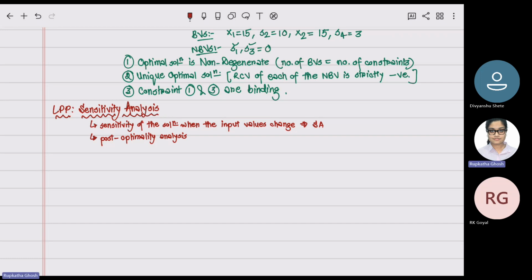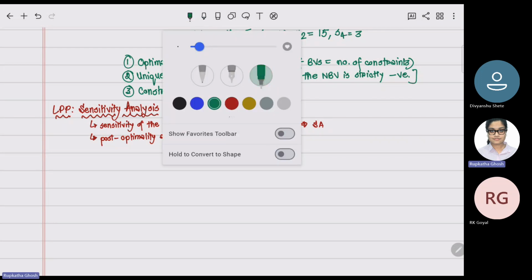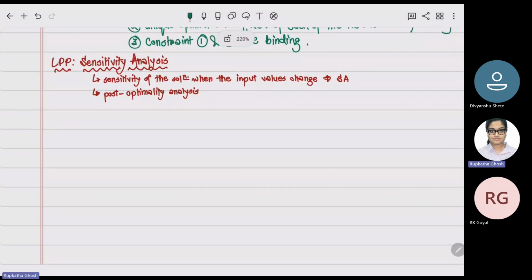Now, in this week, I don't know if I can cover this. Sensitivity analysis is a very broad topic, so you can always go back and see from the book. But in this week, we will try to investigate the sensitivity of the solution for the following input changes, one at a time.